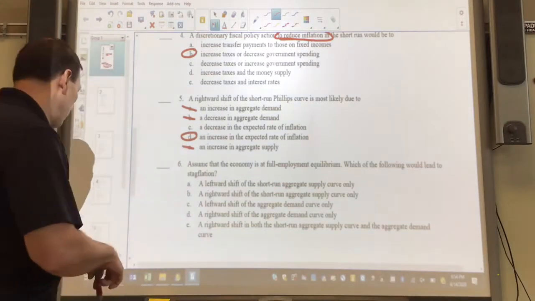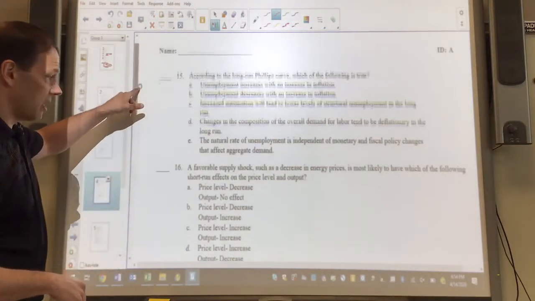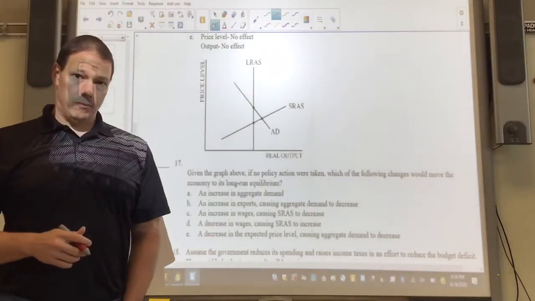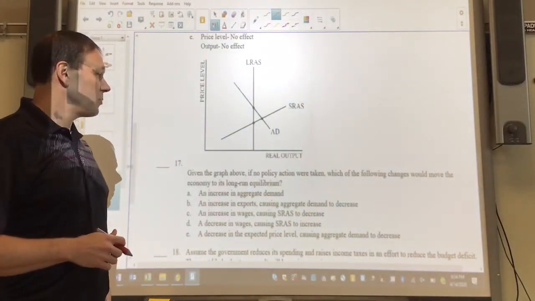Let me skip ahead to another question, just because it's got a graph I want to show you that'll help out. Look at this graph right here. Okay, this is a graph that is in expansion.